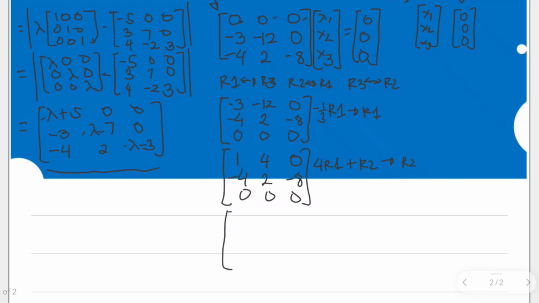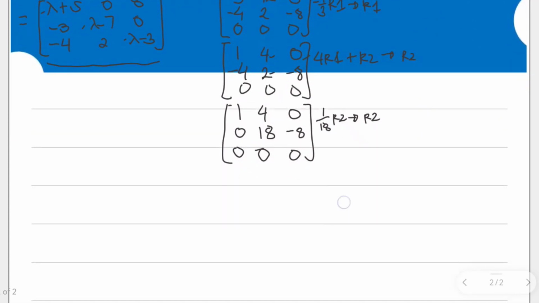So we will have 1, 4, 0. This is now 0. 4 times 4 here is 16, plus 2, you will have 18. You will have 4 times 0 is 0, so you have negative 8 here as well. Alright. So finally, let's make this 1 by multiplying 1 over 18 on row 2 for a new row 2.